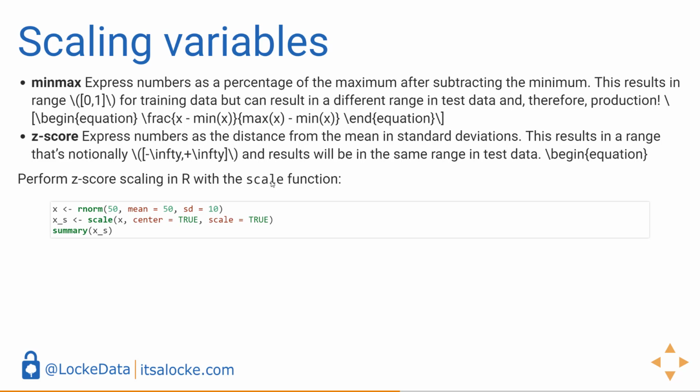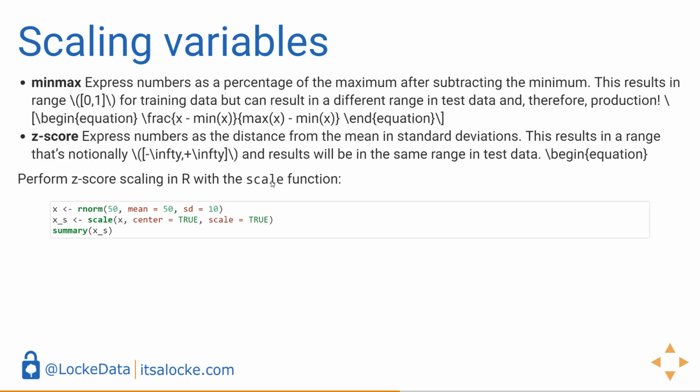So I tend to work more with z-scores. Z-score is the distance away from the mean in standard deviations. So this gives us a value that can be plus or minus infinity, but most values tend to be between plus and minus 6.